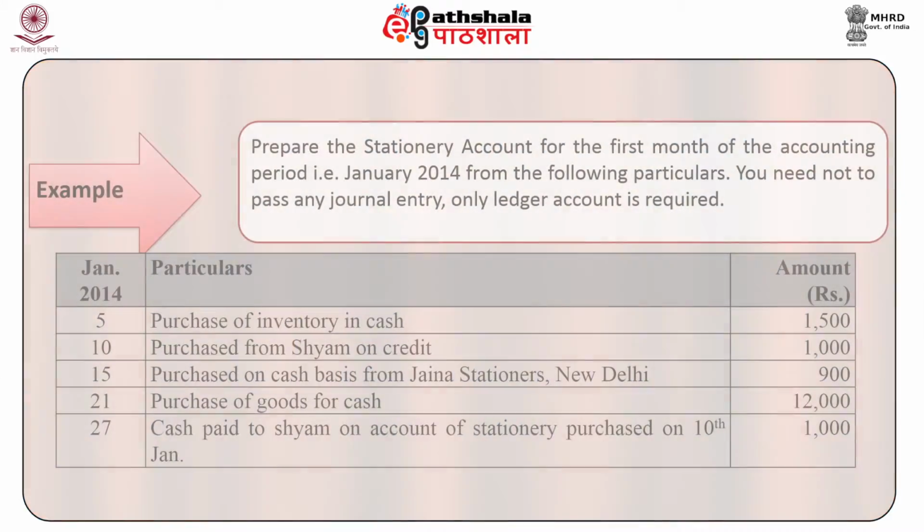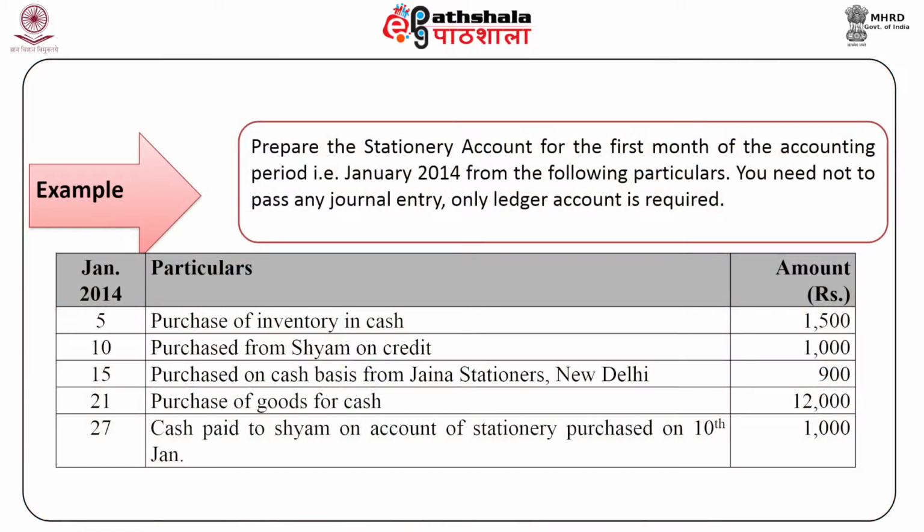Example 6.2. Prepare the stationery account for the first month of the accounting period, that is January 2014, from the following particulars. You need not pass any journal entry, only the ledger account is required. January 2014, particulars, amount. 5. Purchase of inventory in cash 1500.